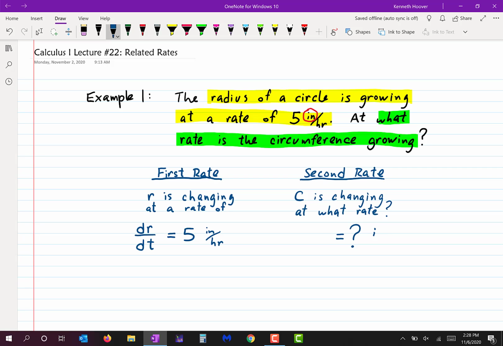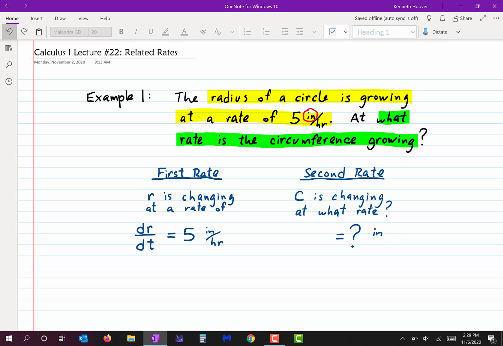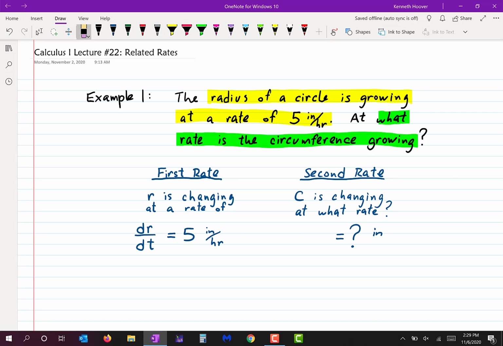So the units will be inches per what? It's changing with respect to time. And they've already told us that they are measuring time in hours. So the units will be inches per hour, just like the rate of change for the radius was inches per hour. The rate of change for the circumference will also be inches per hour. Okay, I know it disappeared. I'm going to write it back in a second.